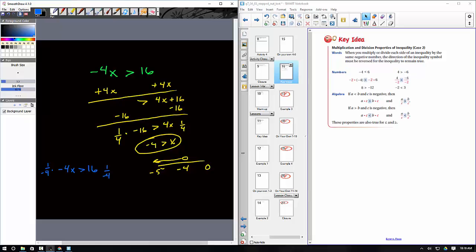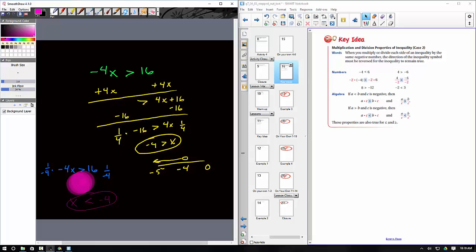Now watch what I have to do here. This is really important. I'll even change the color. This sign, in order for this to work, has got to flip. Oh boy, don't make it that big. Let's try it again. It's got to flip. So it's got to go this direction. And now I have x, positive x, is less than negative 4.